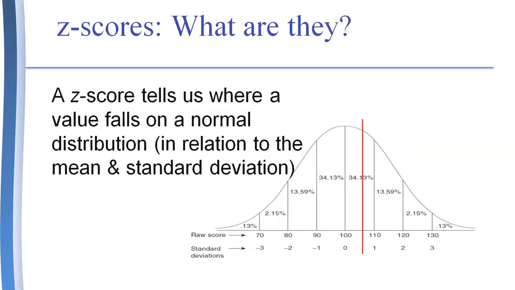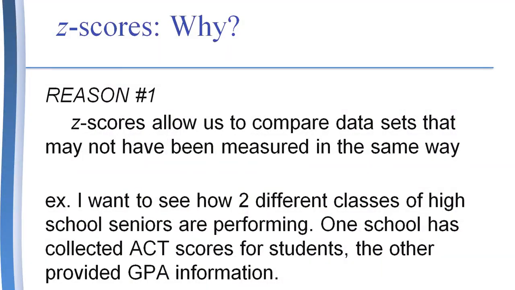All right, so why do we use z-scores? There's two reasons. So z-scores allow us to compare data sets that were not measured in the same way. For instance, if I'm measuring high school performance, I can measure it via ACT scores, or I can measure it via GPA scores. If I just had ACT and GPA scores next to each other, I wouldn't know how to compare or contrast them, right? They're two totally different scales. One is from 0 to 4, the other is from 0 to 29, 30, whatever, I forget what ACT scores are. But they'd be difficult to compare.